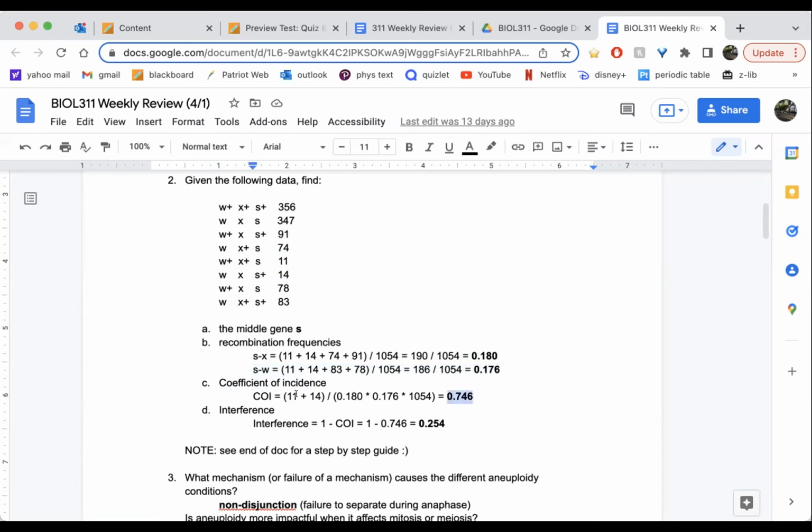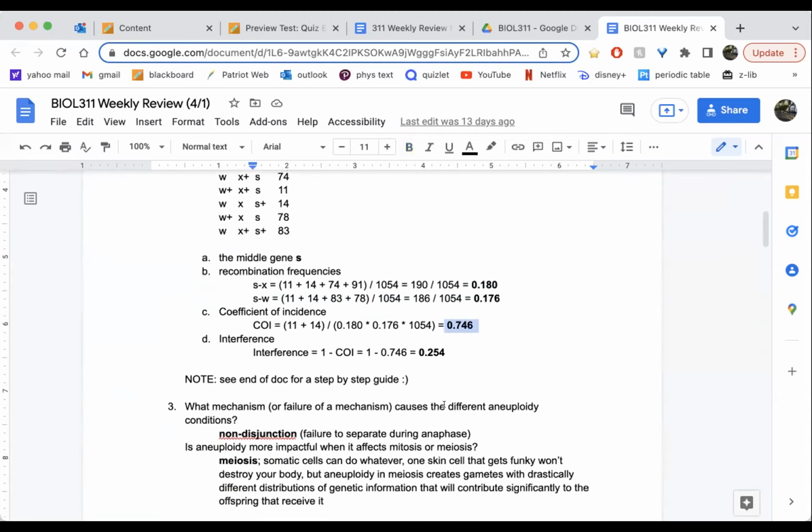And then Carlos kind of talks about coefficient of coincidence also. So basically what you do is you take the number of your actual recombinants and then divide it by what you expected. What you expect is, you take your two recombination frequencies that you found and multiply them together, and then multiply it by your total. When you divide those two, you get your coefficient of coincidence. And then interference is just 1 minus the coefficient. And that is what we found here.